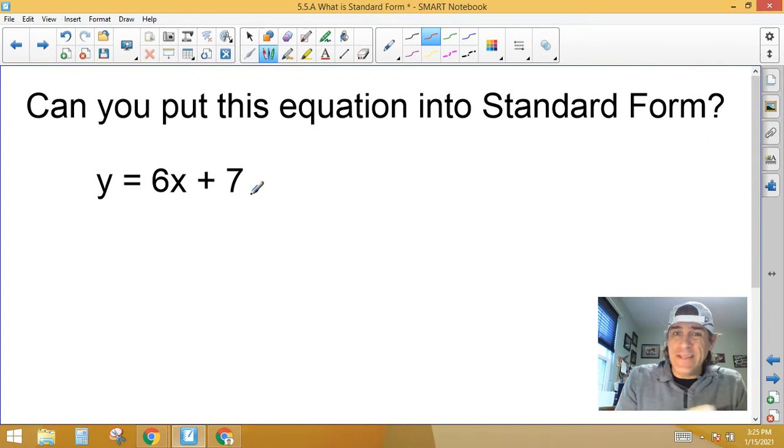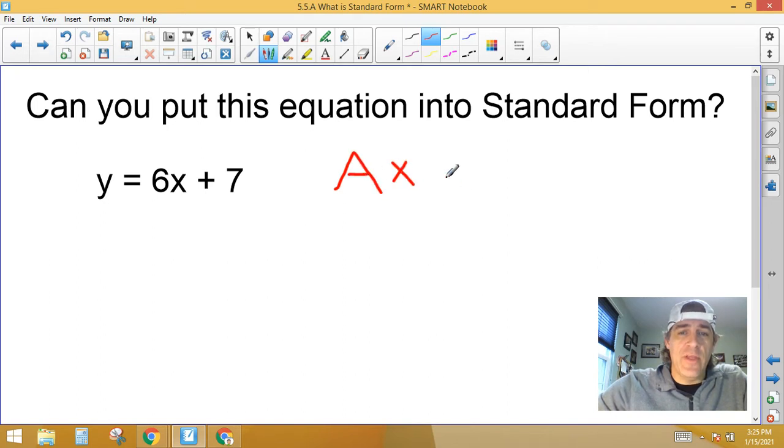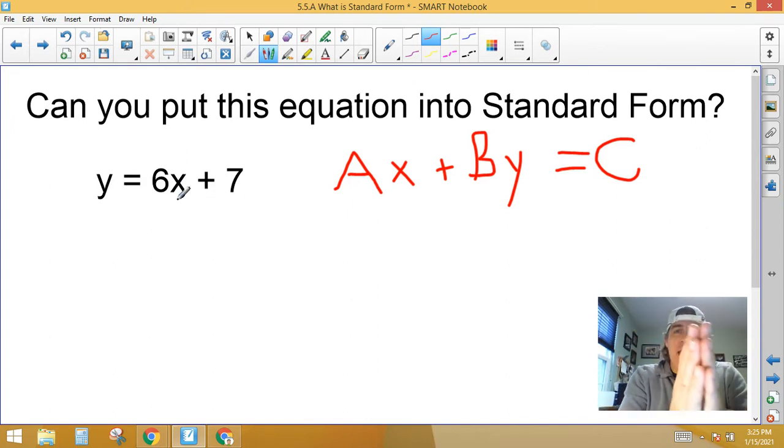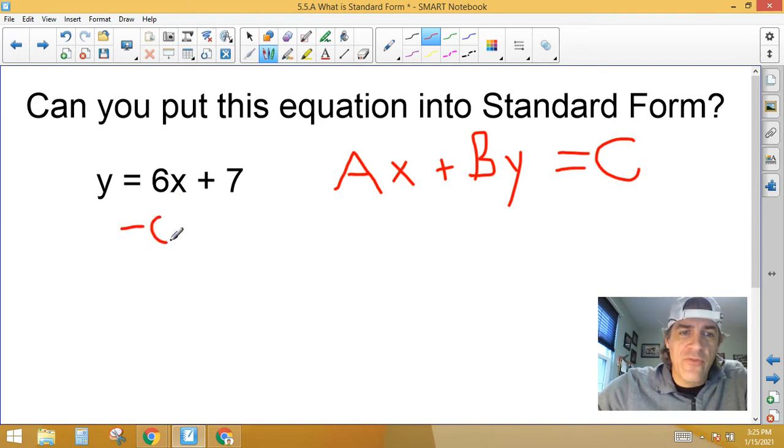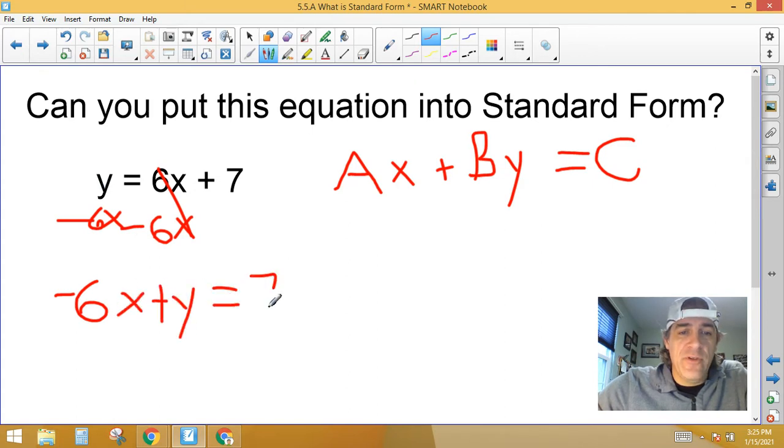So now let's start the basic transformation process. Can we put this into standard form? So remember, to put it in standard form, we want to have our x value on the left, our y value on the left as well, and it's going to equal whatever's left. So if I'm looking at y equals 6x plus 7, I want to get my x and my y to the left-hand side. My y is already on the left, so all I need to do is move my x to the left. And I can just subtract 6x from both sides. Cancel it out. So I have negative 6x plus y equals 7.